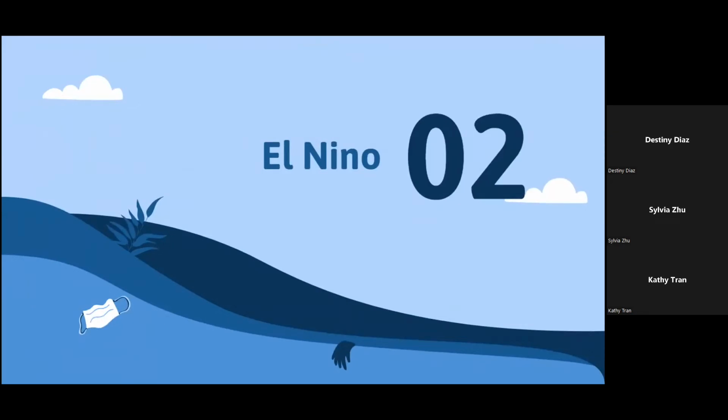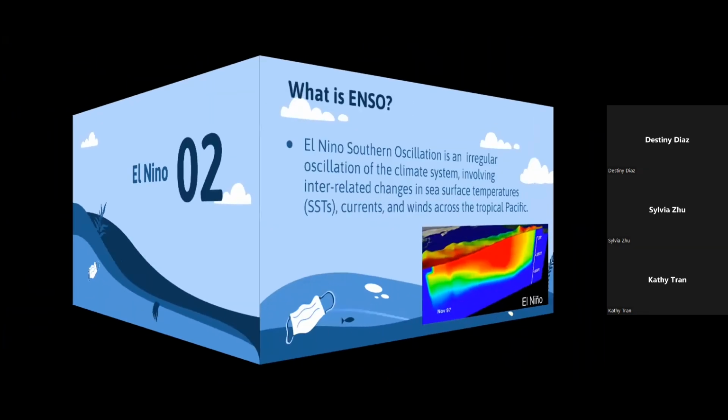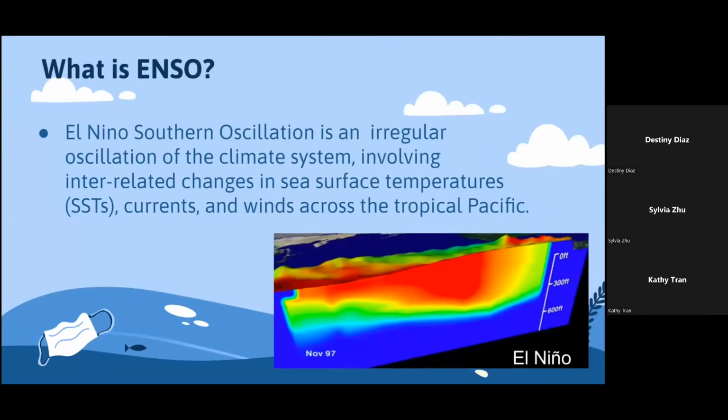Now we're going to go over El Nino. What is ENSO? El Nino Southern Oscillation is an irregular oscillation of the climate system, which involves interrelated changes in sea surface temperatures, currents, and winds across the tropical Pacific. On the bottom right, there's a photo of El Nino.